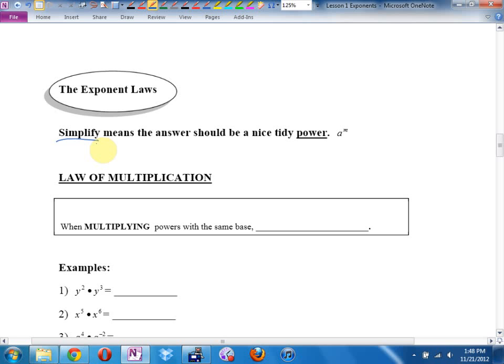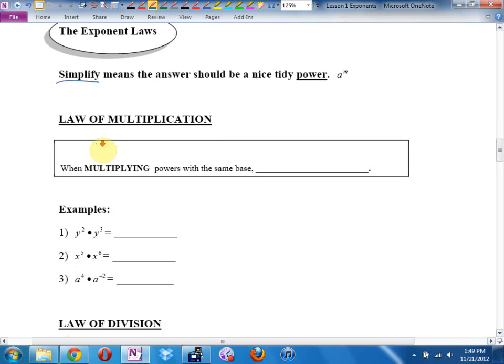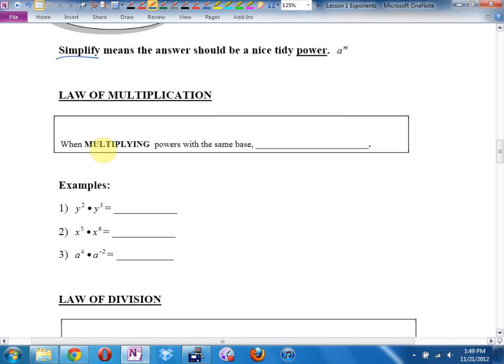But kids kind of forget. Here, simplify means write the answer as a nice tidy power, as 1 power, please, without brackets and without a bunch of extra exponents kicking around. So, along the law of multiplication, when we multiply powers with the same base, hey, what do you do when you have a to the 5th times a to the 9th? Add what? Why?